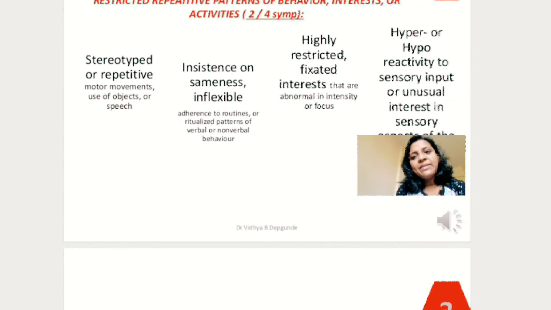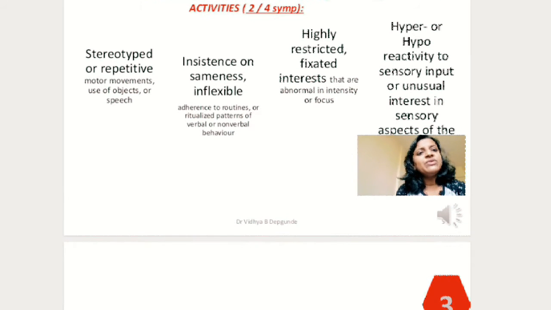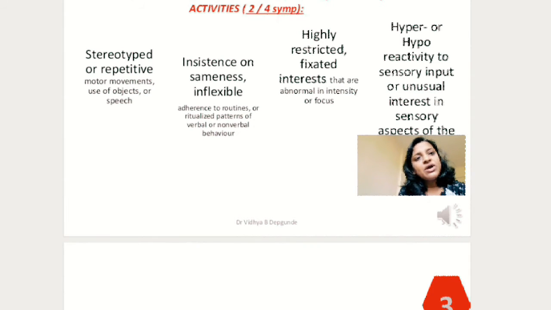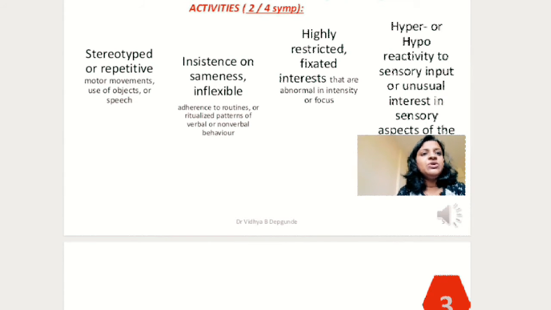And sometimes the child is not at all responsive. You give him any amount of touch, any amount of pressure, and he seems to be not bothered or not registering it. More about sensations we will talk about in a different video, because it is a huge topic. So out of these 4, at least 2 should be present for the child to qualify under this category.